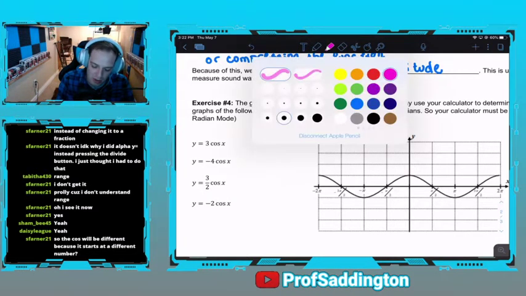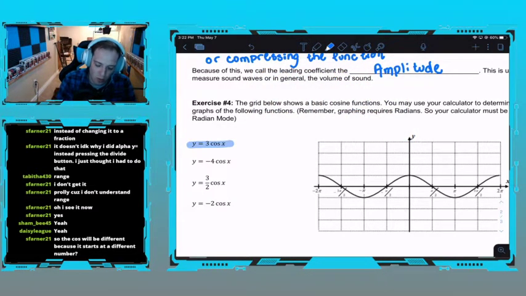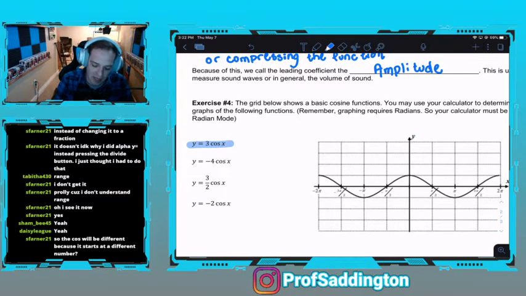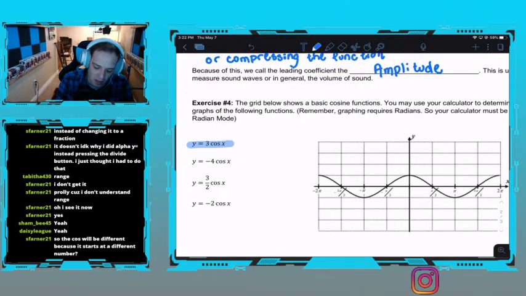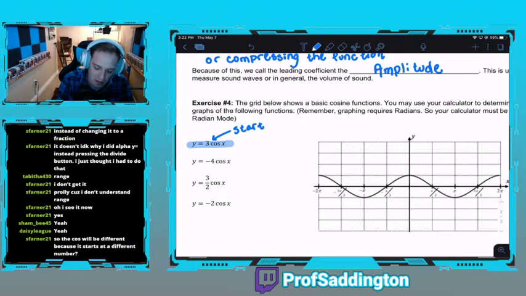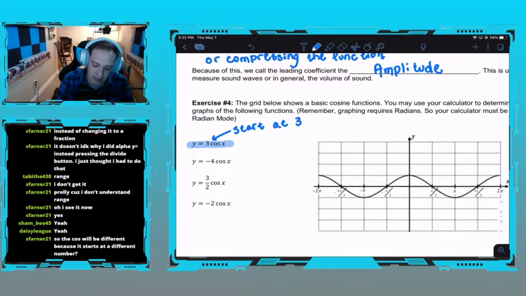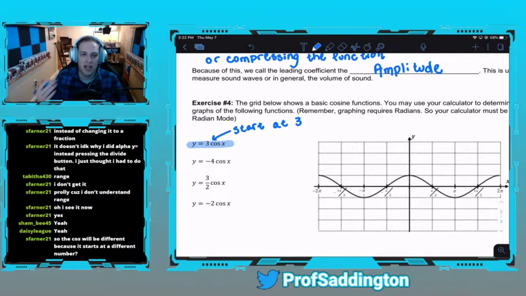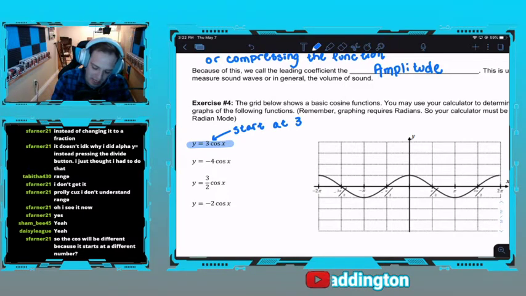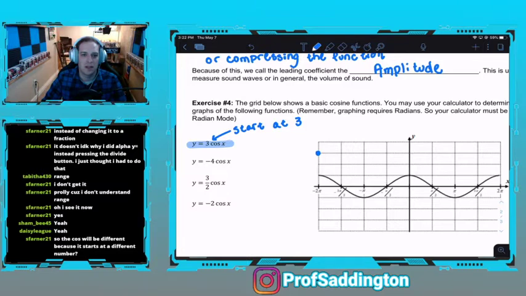So if I were to look at this first one and it says y equals 3 cos x, this is telling us that we're going to start at 3. So sine will always start at 0. Cosine is always going to start at your amplitude. So I can start my graph off at 3.